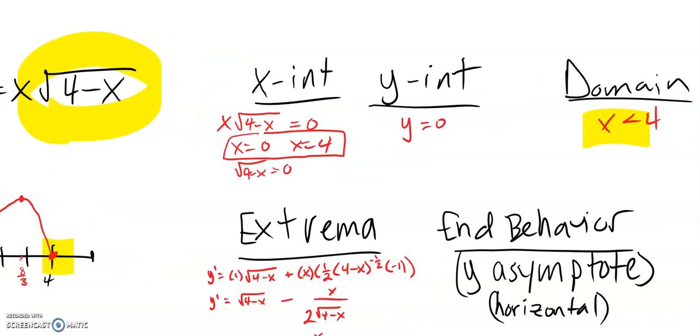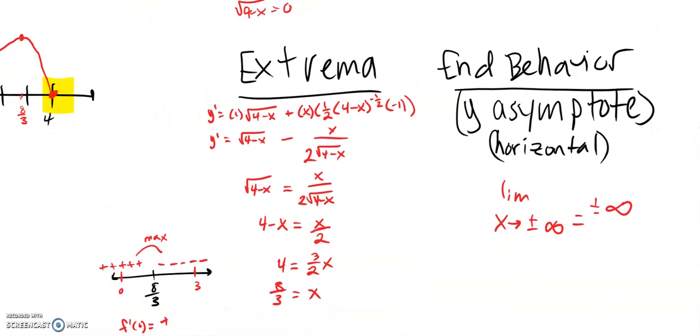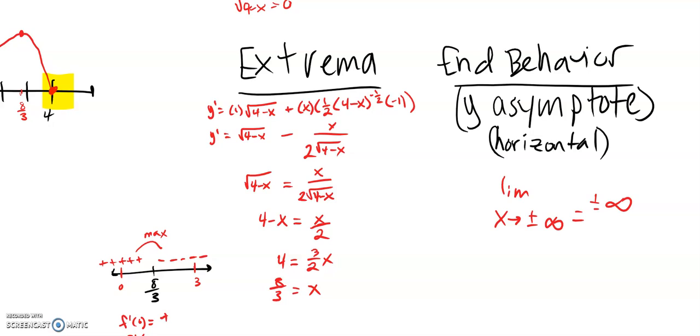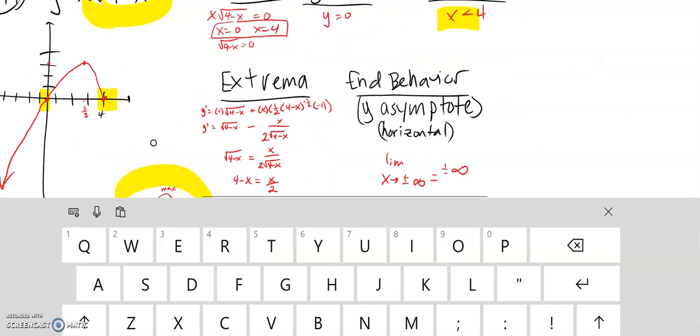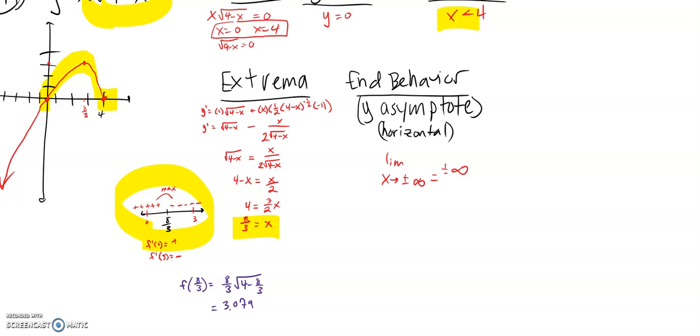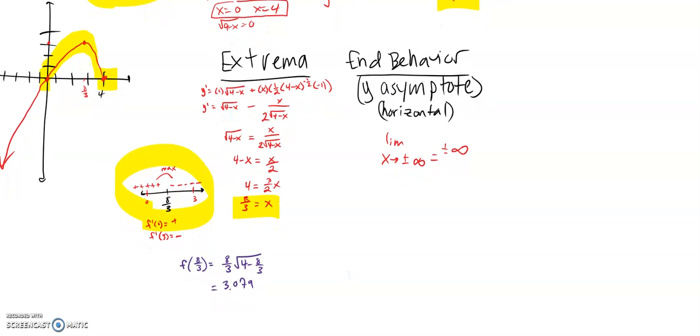It does not continue on. The extrema: find the derivative, set it equal to 0, and you find there is an extrema at x equals 8/3. And so I did the first derivative test right here to determine if it were a max or a min, and I determined the max. So then I was able to get this part of the graph right here from just those four things, I guess. And then I need to determine what the y value was at that extrema.